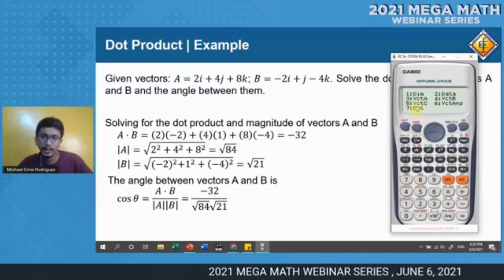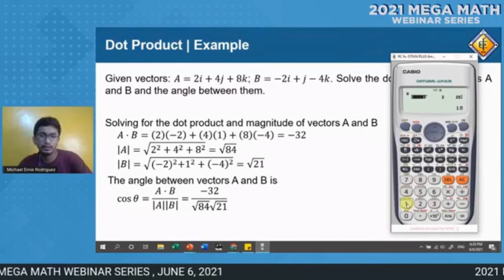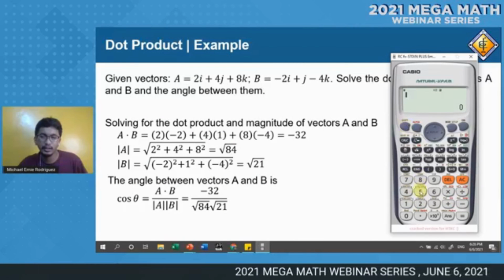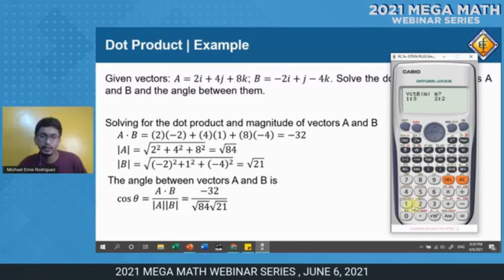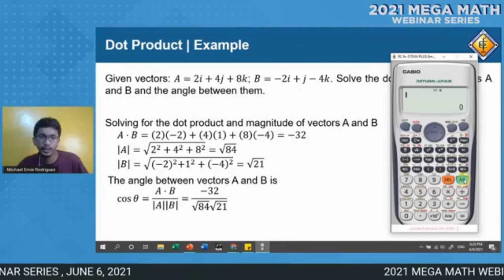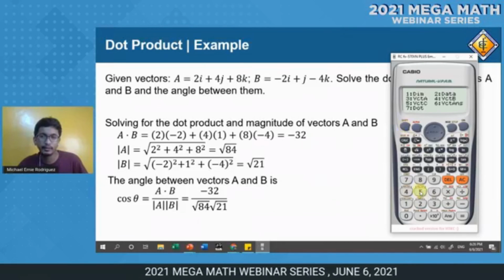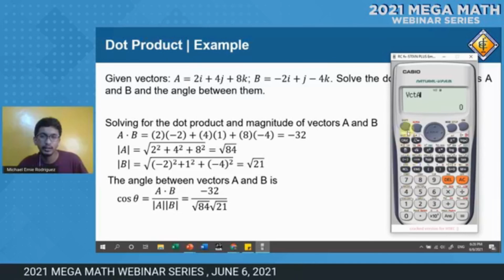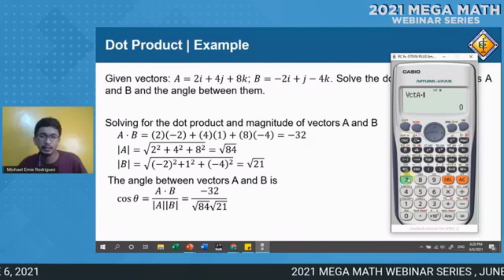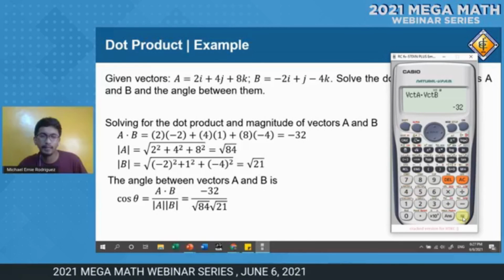On the calculator, again, we input these two vectors. So shift vector, dim. Vector A, we input, it has three components: 2, 4, 8. And then for vector B, dim, vector B, 1: negative 2, 1, negative 4. Then for the dot product, shift vector, vector A, 3, then dot product, shift vector 7, dot, and then vector B. So we have negative 32.